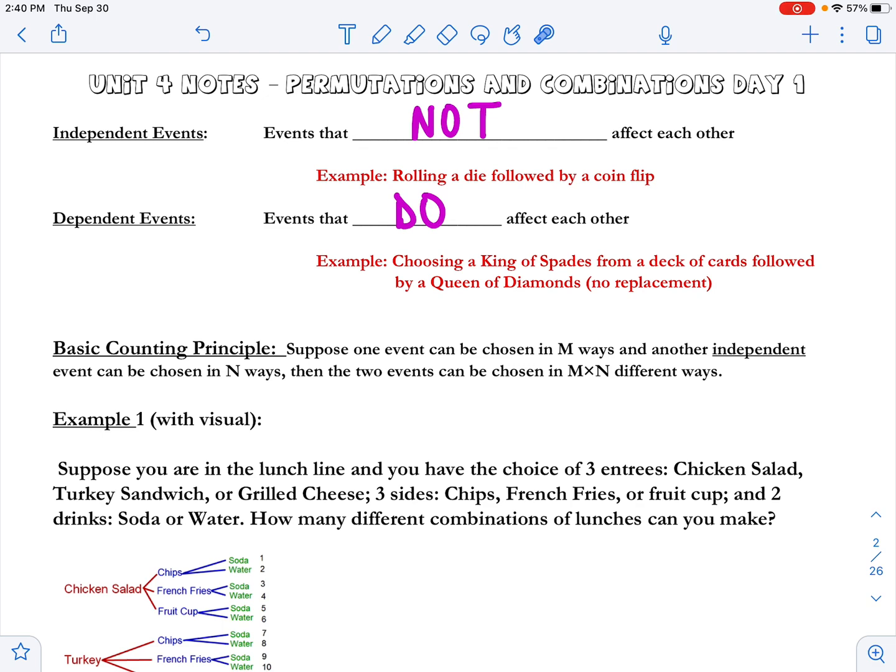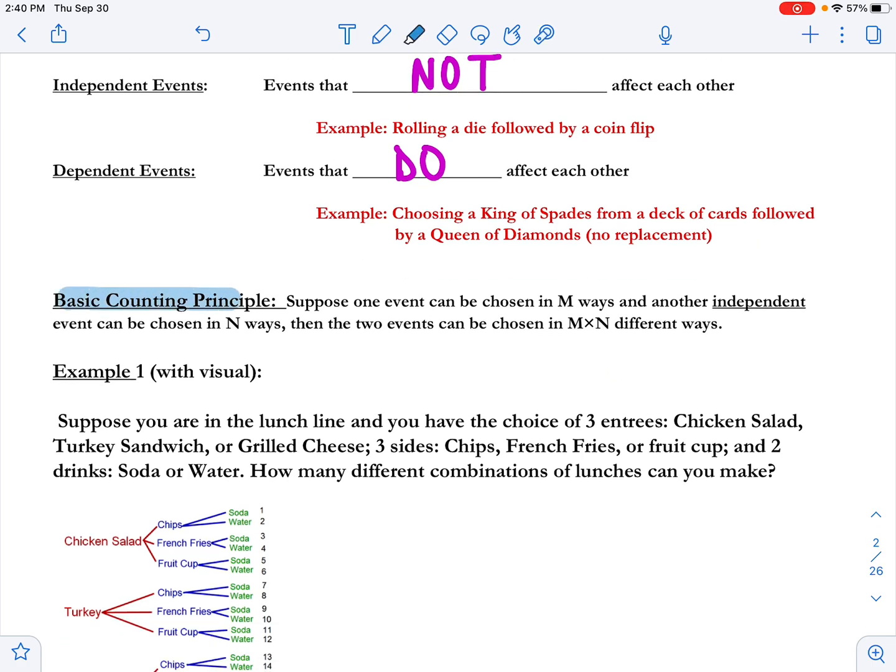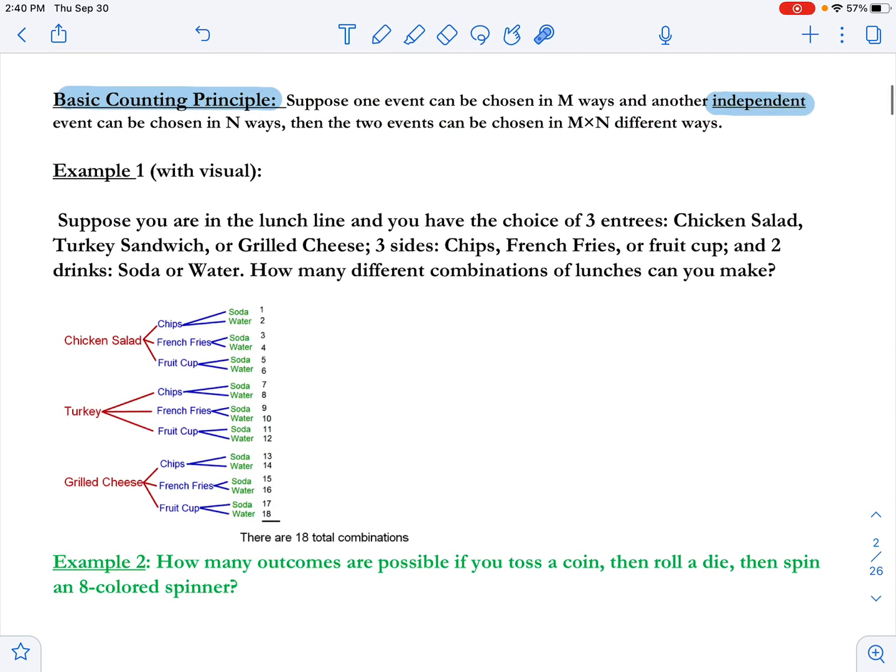Okay, so what we're going to look at is having that kind of in the back of our mind. We have this basic counting principle, and it's a principle we can apply with independent events. Okay, so events that do not affect each other. So basically, if we have one event that can be chosen m number of ways, and another independent event that can be chosen n number of ways, then the 2 events can be chosen in m times n different ways. Basically, we take the number of options we have for each event, and then we just multiply them together to get our total number of options.